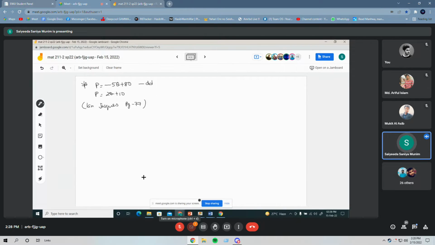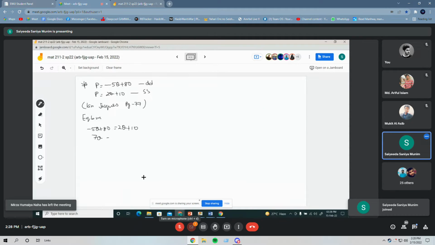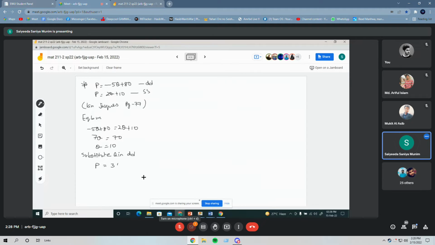Okay, so the problem is from page 77. We have demand, we have supply. Let's find the equilibrium price and quantity. So Q is 10. Substitute Q in demand, you get P as 30.